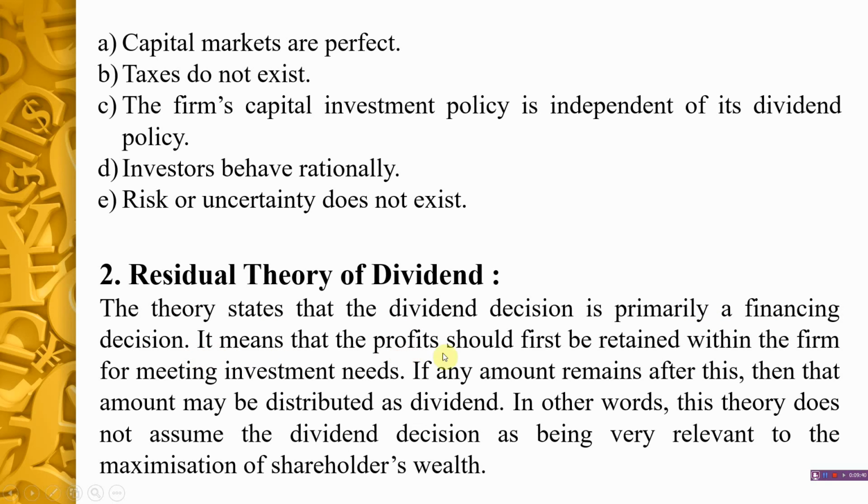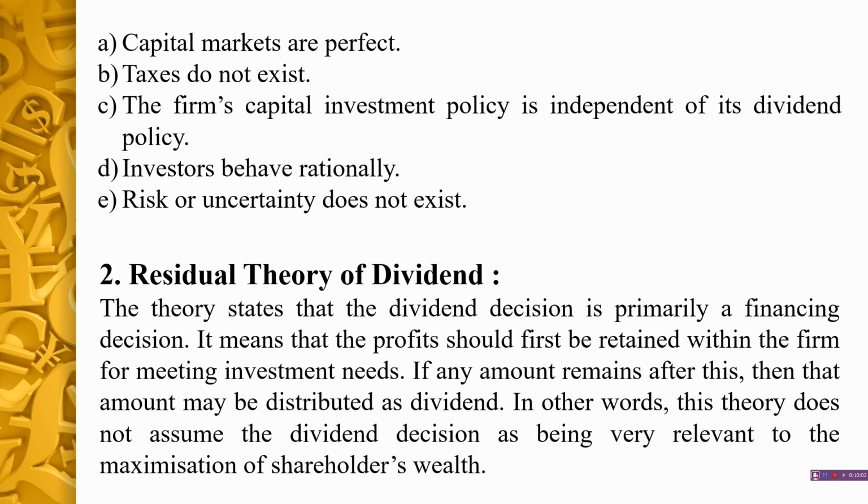It means that the profit should first be retained within the firm for meeting investment needs. If any amount remains after this, then that amount may be distributed as dividend. In other words, this theory does not assume the dividend decision as being very relevant to the maximization of shareholders' wealth. So what does this theory say?